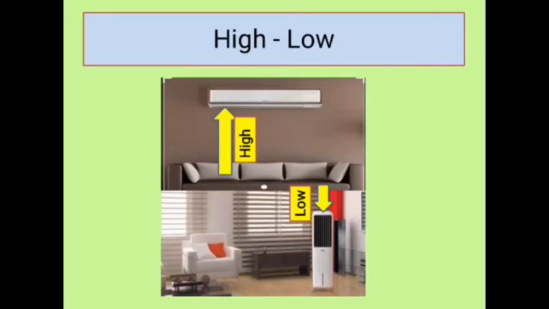Now this is the picture of living room. Can you see? AC is at high level. It's above the sofa. And can you see the air cooler? Yes, it is at low level, that is it is on the floor. So can you see the difference between high and low? AC is at high level and cooler is at low level.